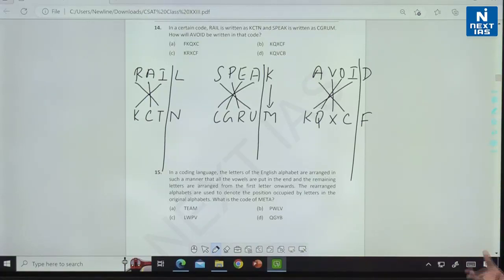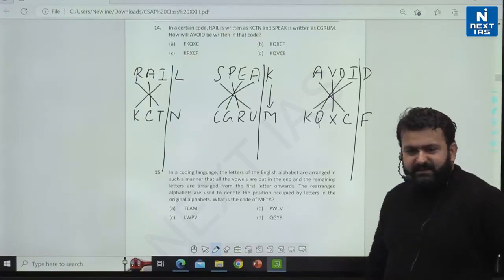Sometimes you get such a completely different pattern. Whenever you come across such a completely different pattern, leave it. This is the extreme case, the toughest possible question, where you have to leave the last letter, and then handle the remaining letters in the same manner. Is this clear now?